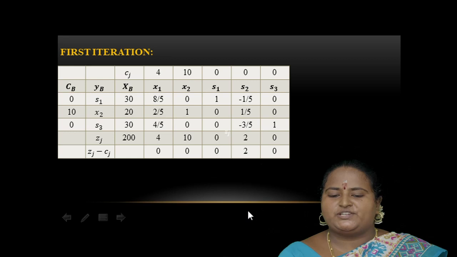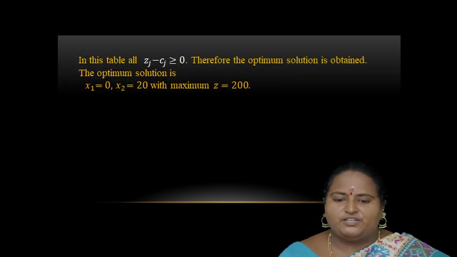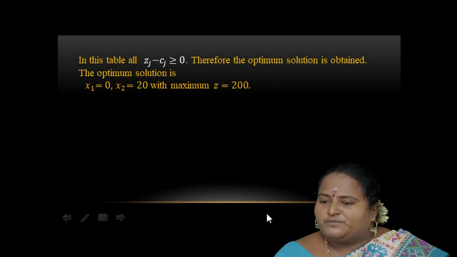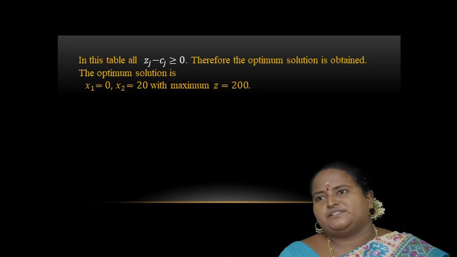So this is the solution obtained. Here all Zj minus Cj values are greater than or equal to 0. Therefore, the optimum solution is attained. x1 is 0, x2 is 20 and the maximum is equal to 200.